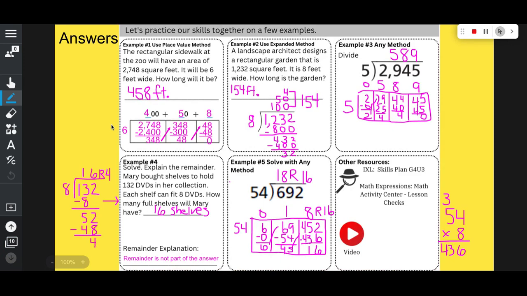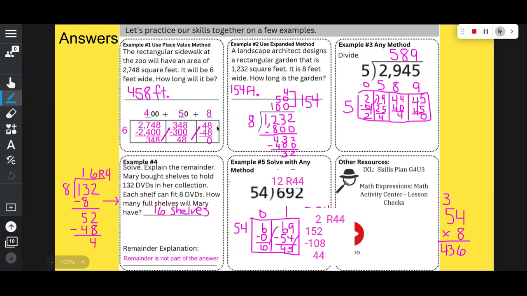All right, welcome back. If we take our numbers 2,748 and divide by 6 using the place value method, we would find out that 6 goes into 2,748 400 times. 400 times 6 is 2,400. We subtract it out, we get 348. 6 goes into 348 50 times. 50 times 6 is 300. We subtract it out and get 48.